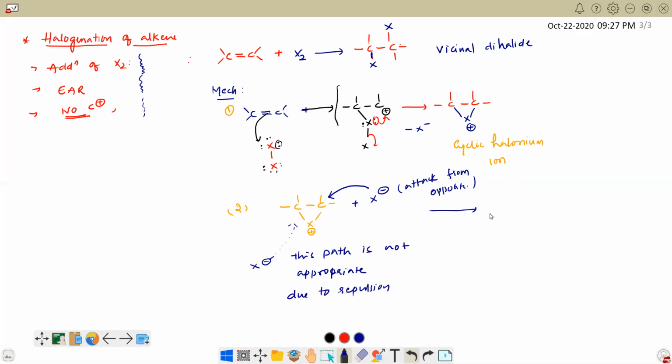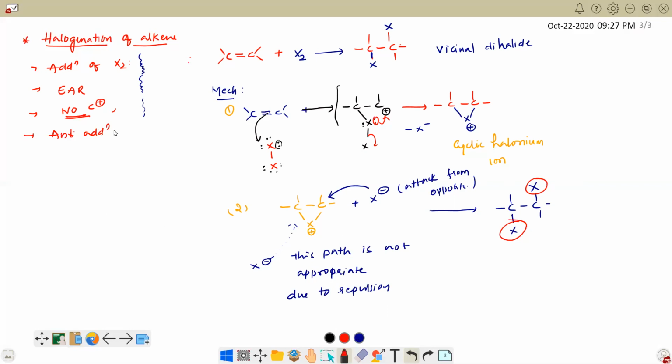You can write this thing, carbon, carbon, carbon. It is X, it is X, like this. So the X will always be on the opposite side, anti-addition you have. This is called anti-addition. You write the statement here, anti-addition.